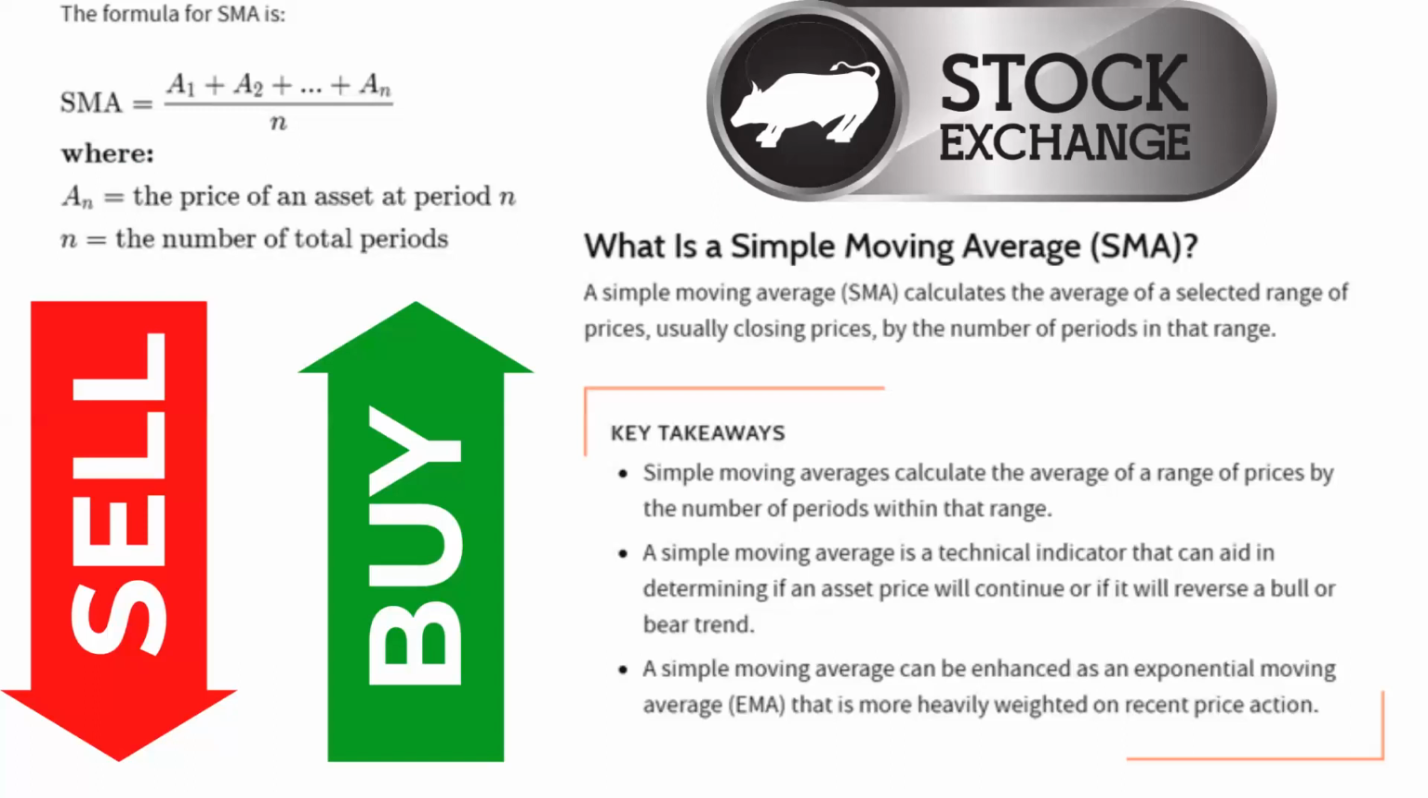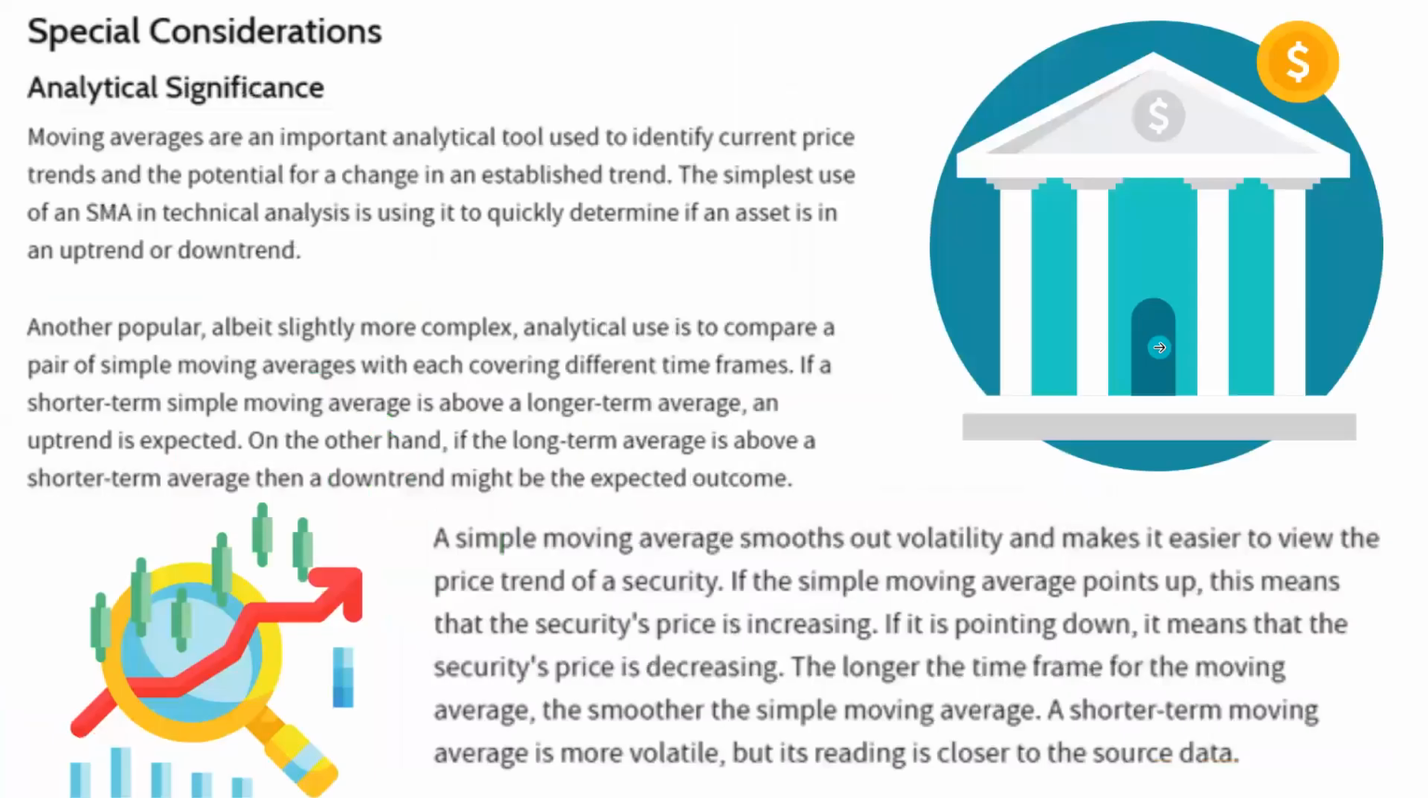A simple moving average is a technical indicator that can aid in determining if an asset price will continue or if it will reverse a bull or bear trend. A simple moving average can be enhanced as an exponential moving average, EMA, that is more heavily weighted on recent price action. Now, today's video is going to highlight the SMA, the simple moving average, and there will be a video in the future that goes over the exponential moving average. They are different and you would use them in slightly different ways.